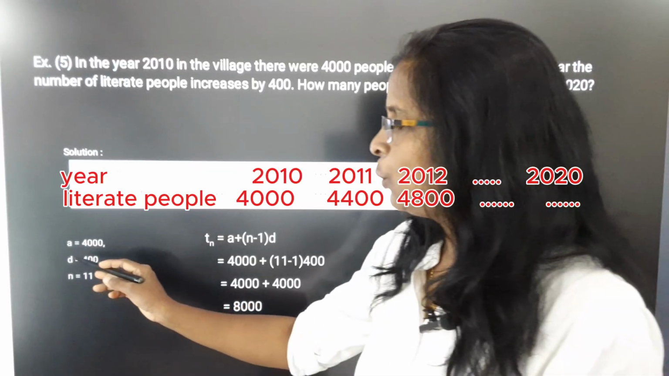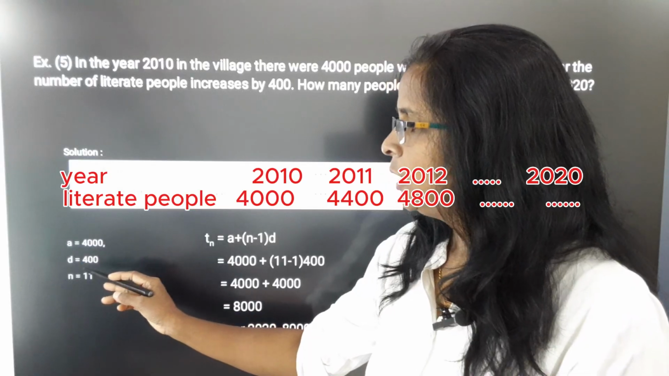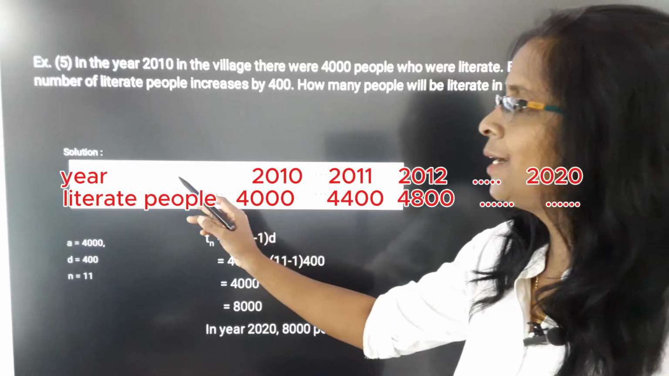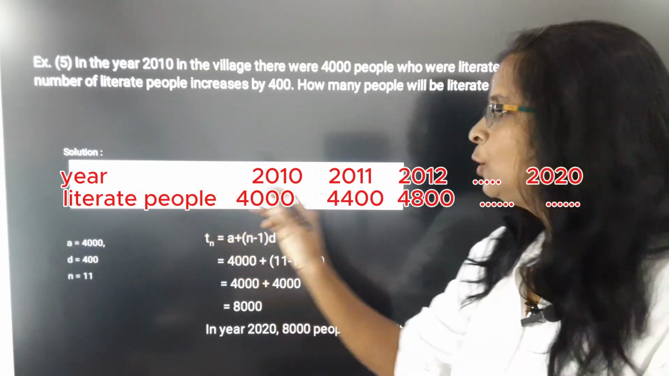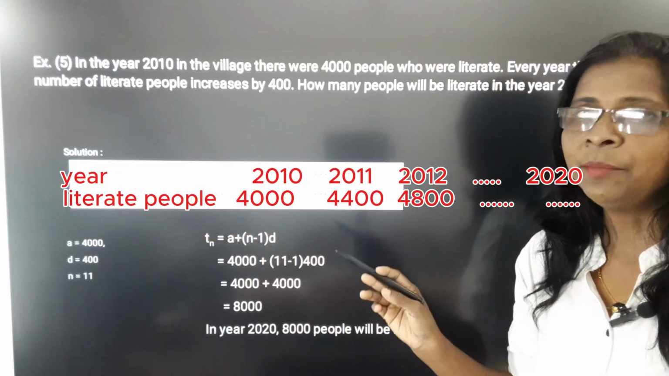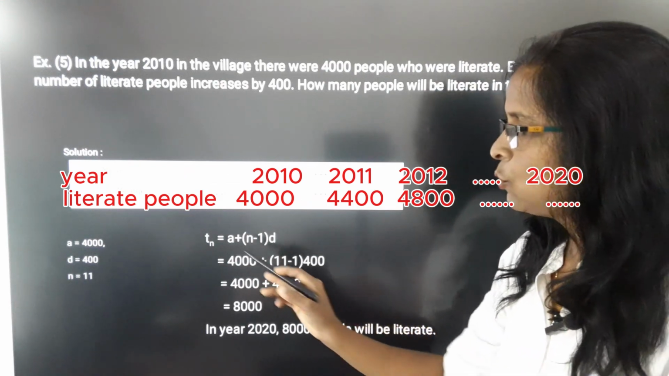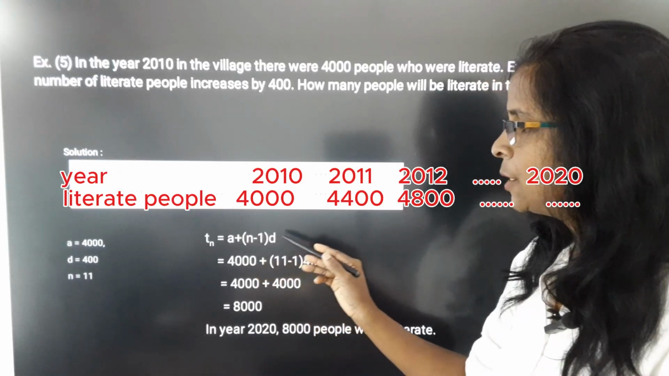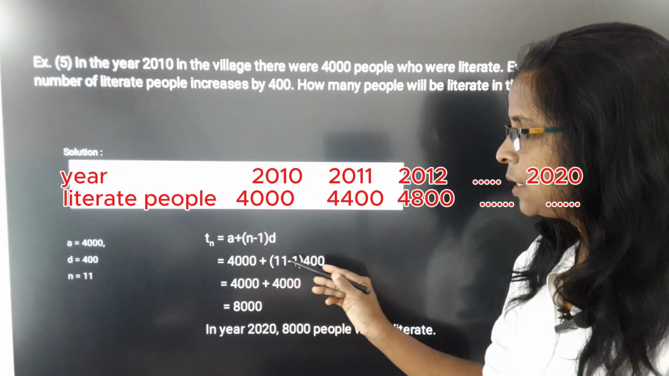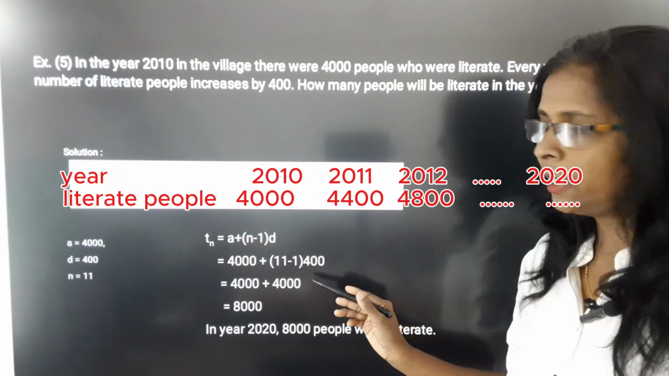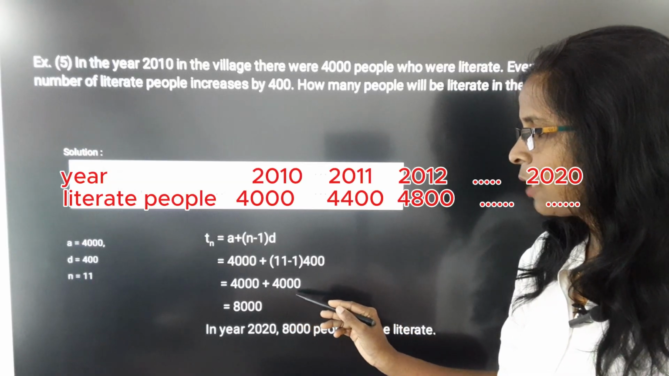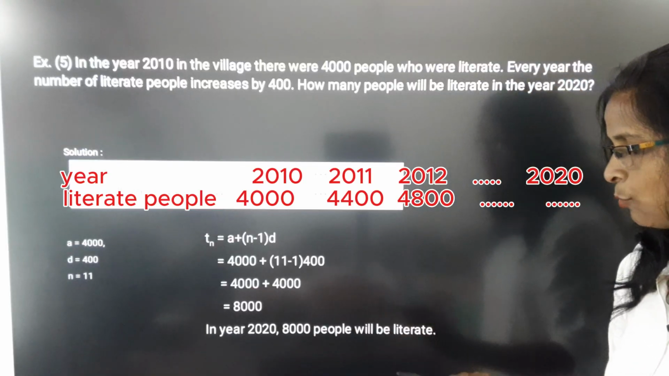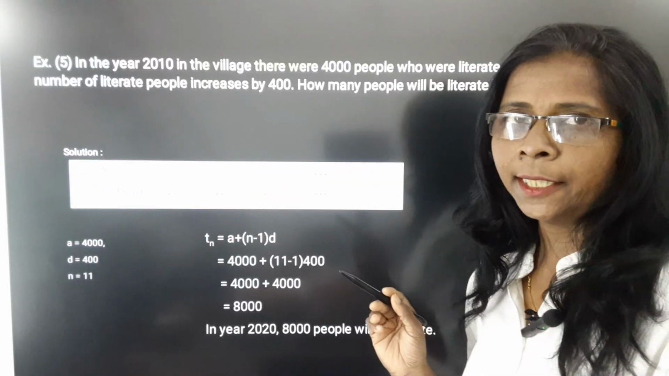So here we can conclude that A is equal to 4,000, D is equal to 400, and N is equal to 11, because the years run from 2010 to 2020. So that means N is equal to 11. So here we use the term formula, that Tn is equal to A plus N minus 1 D. So 4,000 plus 11 minus 1 into 400. So 4,000 plus 4,000, that means 8,000. So in the year 2020, 8,000 people will be literate.